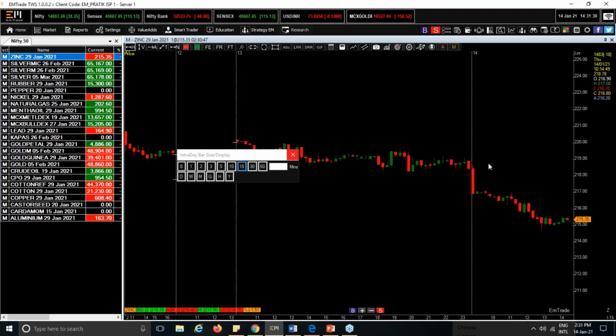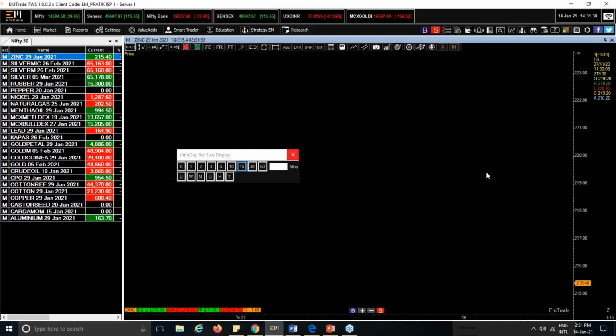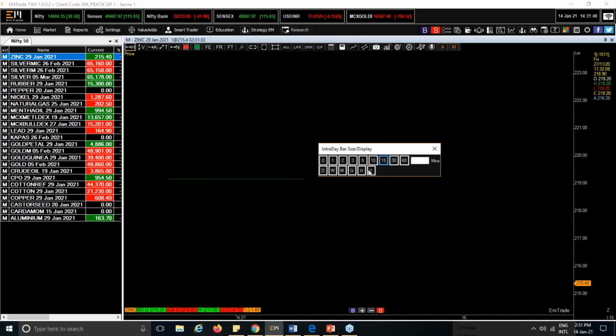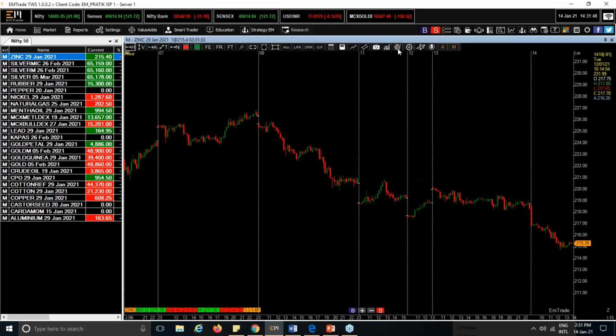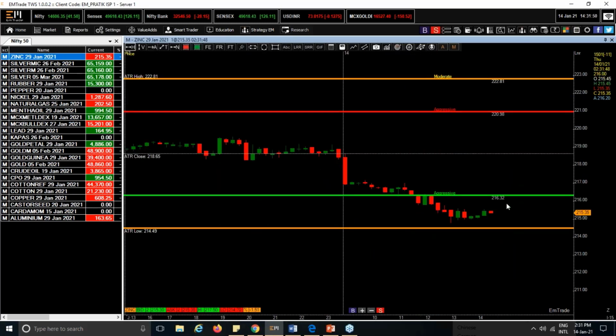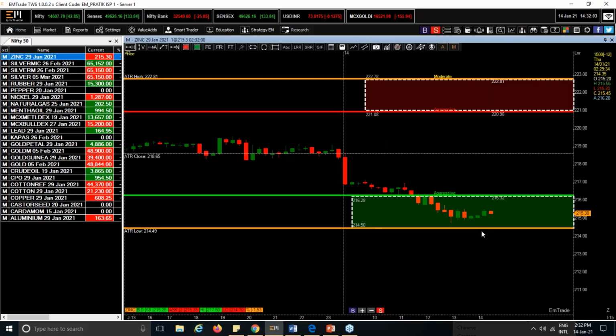I got one more chart for zinc. Under the zinc, if you click on the same level, Fibonacci ATR, so one more time, your price entered into the support zone and your resistance is this particular level. So 214 is the support level. Once your price breaks 216.